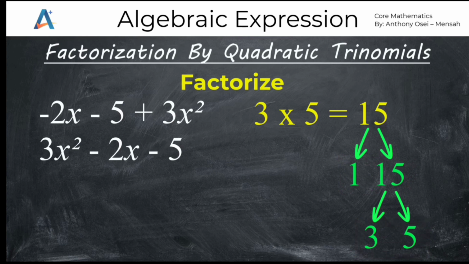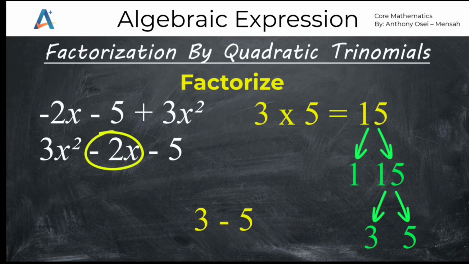Don't forget, at the same time, we must be able to add or subtract them to get the middle term, or the coefficient of the middle term. So the middle term's coefficient is minus 2. So once we can multiply these to get 15, we should be able to either add or subtract to get minus 2. Check it from the pair. 3 and 5 can give me minus 2. How? It will be 3 minus 5 or minus 5 plus 3. I'll choose 3 and minus 5. So 3 minus 5 will give me minus 2. Let's use that one. We'll use 3 and minus 5.